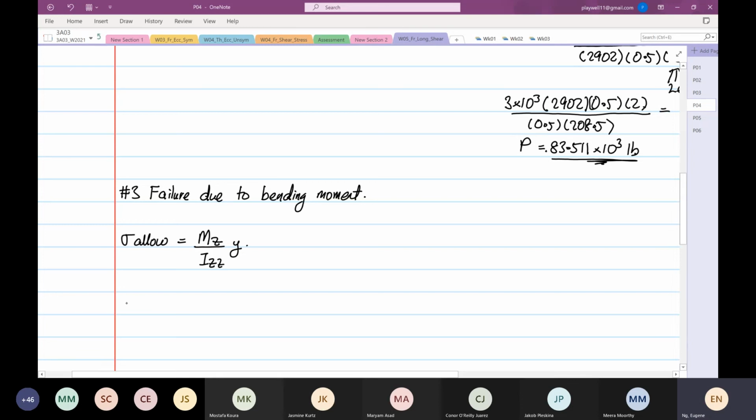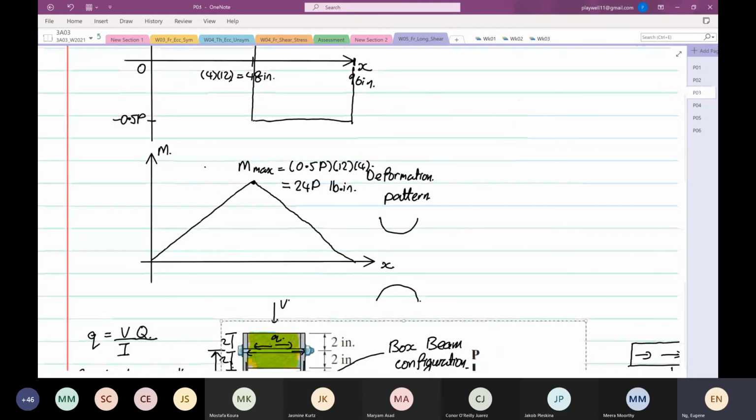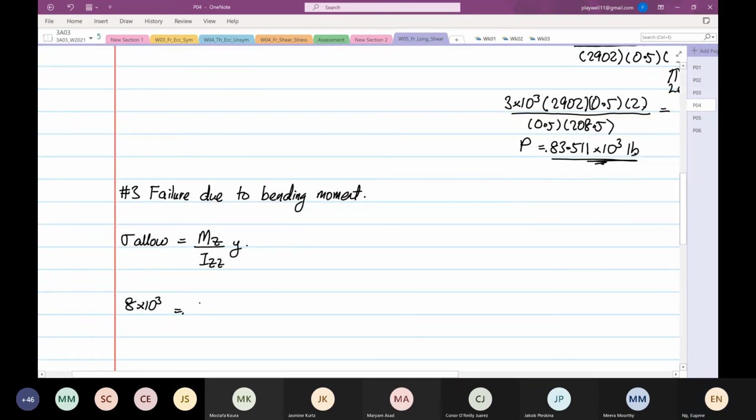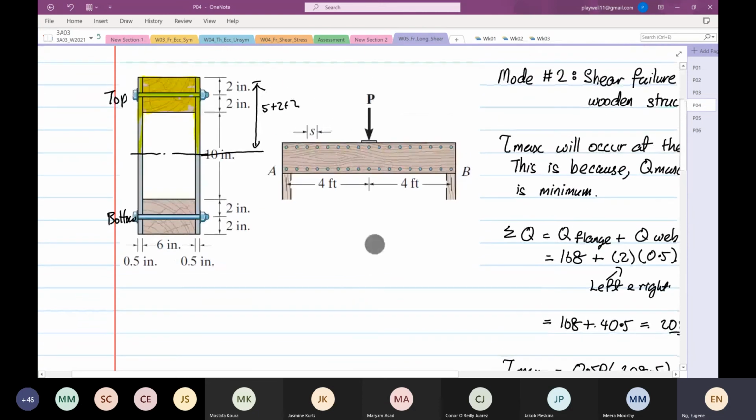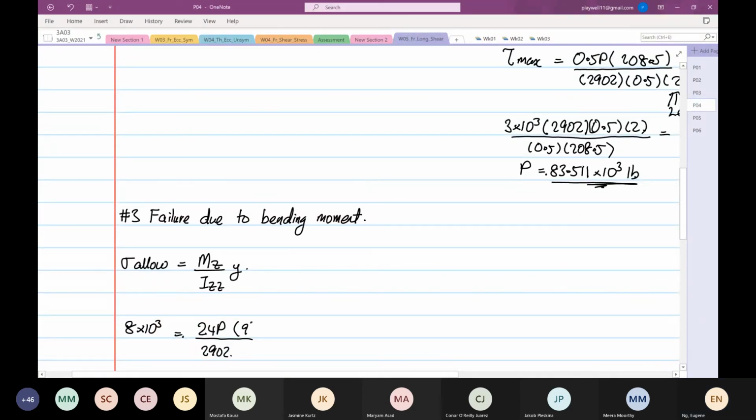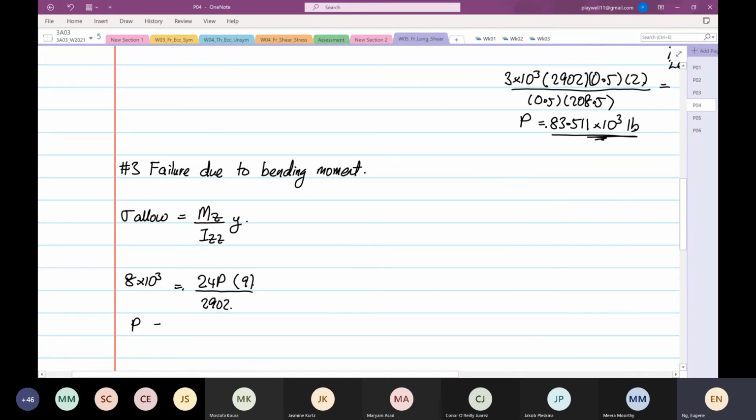So the maximum allowable is 8 times 10 to the power 3, and due to the bending moment, where is our bending moment? 24 P divided by IZZ, which is 2902, and the distance furthest away is equal to what? The distance furthest away is 5 plus 2 plus 2, which is 9. So from here, P will be equal to 8 times 10 to the power 3 times 2902 divided by 9 divided by 24, which is equal to 107.481 times 10 to the power 3 pounds.